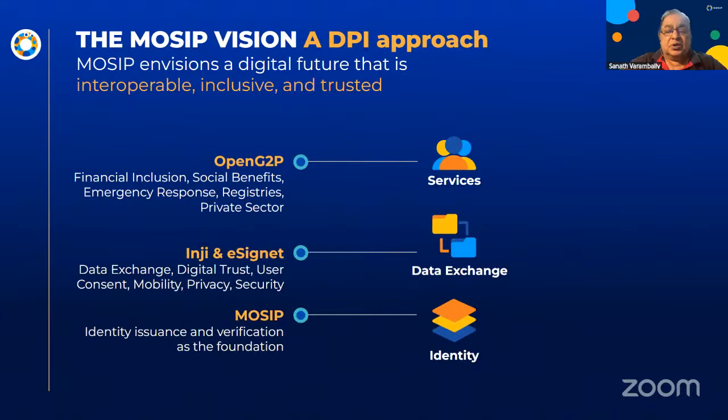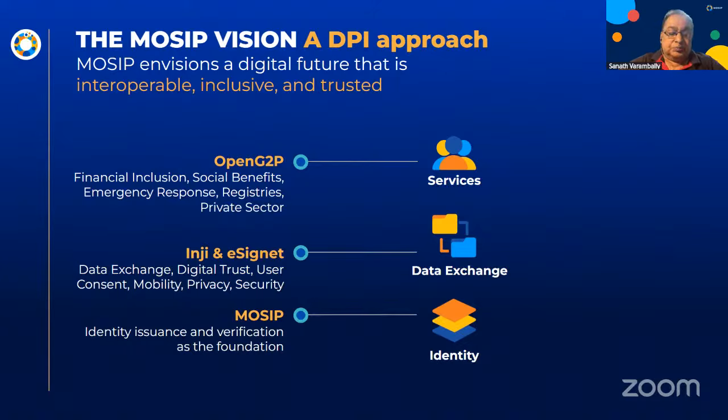Now, the MOSIP vision as a DPI approach. Why? Digital ID is an ID which uniquely identifies people. So what next? What is the use of the ID? An ID becomes useful only when there are solutions that people are able to use for their benefit. The residents should get the benefit. It is not for penalizing them, it's for giving them benefits.